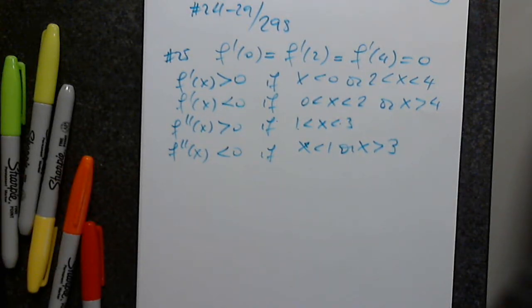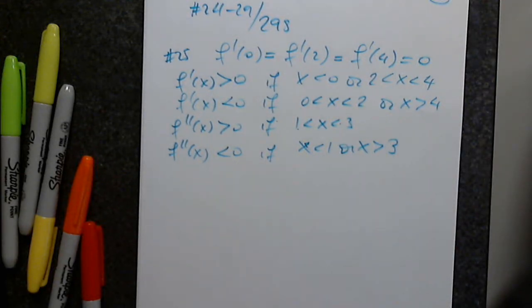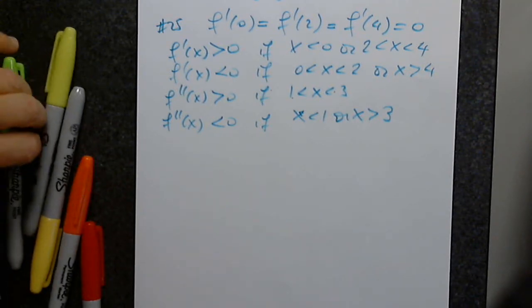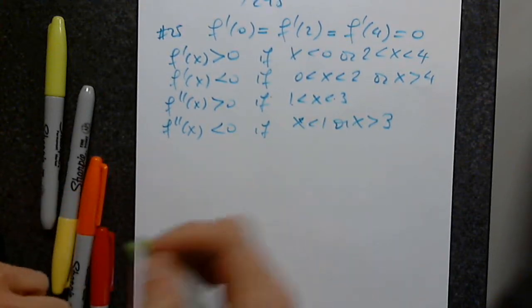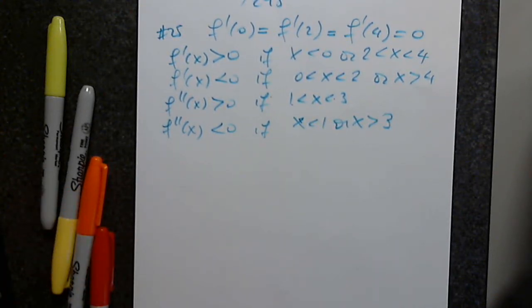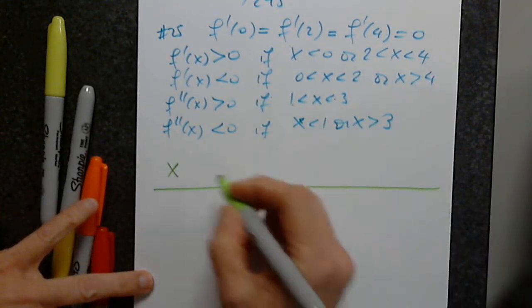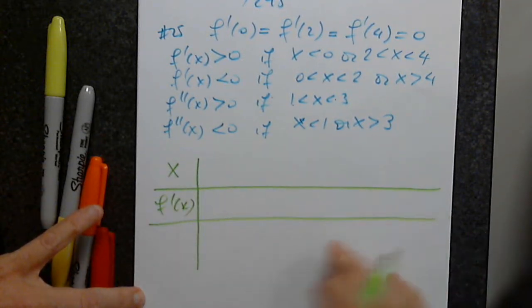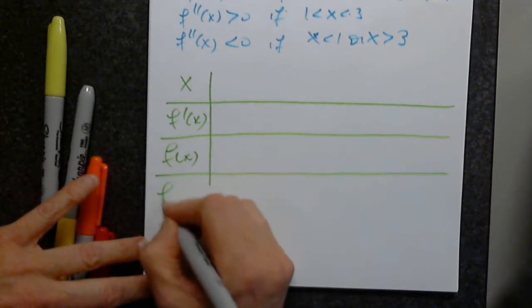Why I consider this a good exercise is because, first of all, it will help us understand how important the table is, or rather summarizing the information we have. So what do you think I'm going to do? I'm going to create a table. And of course, f prime is first, f of x is in the middle, and then the second derivative.